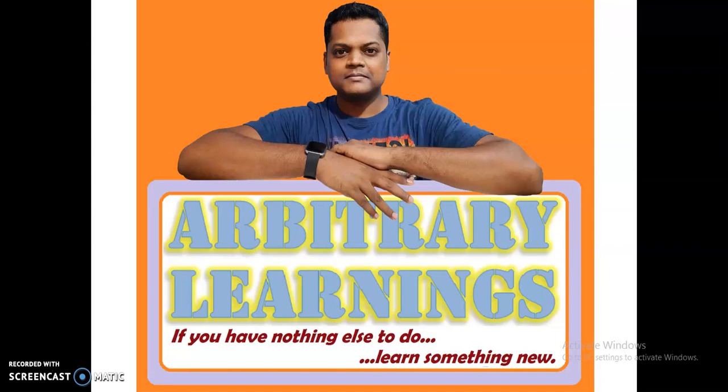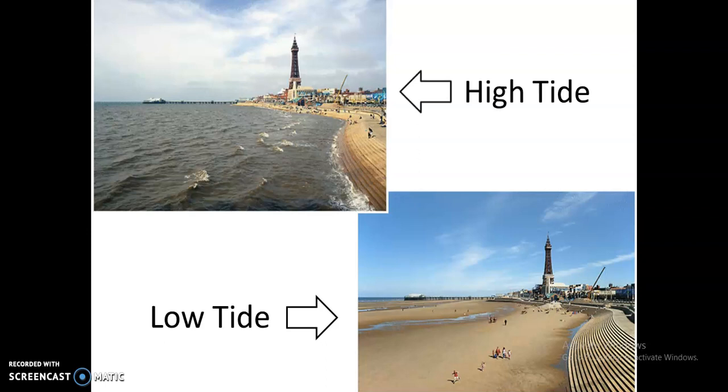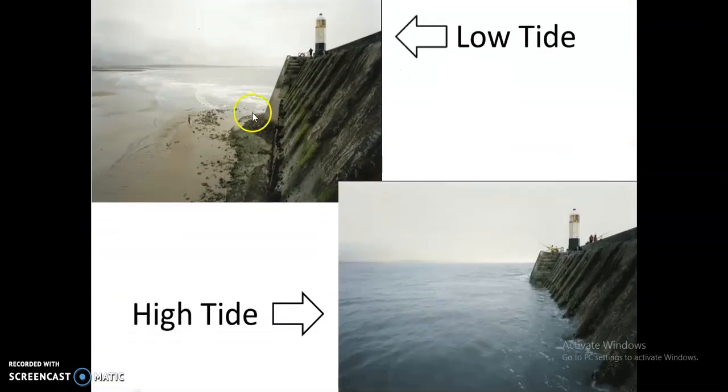Today we'll be learning about the reason behind the tides in the sea, the high tides and the low tides. Like here in this image we can see how the water is right up to the gallery during high tides, and here the water is way too far from the beach. Here as well, during the low tide, you can see how the water is way beyond the line of sight, and during high tides it's right on the shore hitting the walls.